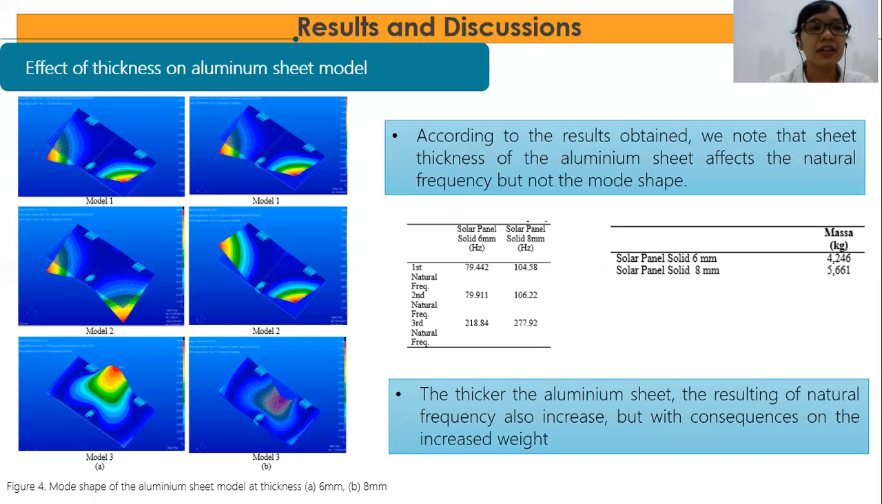Result and discussion. We can see the effect of thickness on the aluminum sheet model. According to the result obtained, we note that the sheet thickness of the aluminum sheet affects the natural frequency, but not the mode shapes. We can see the mode shape is the same, but the natural frequency is higher in the solar panel solid with 8 mm thickness. The thicker the aluminum sheet, the natural frequency also increases, but with the consequence of increased weight. We can see that the solar panel solid with 8 mm thickness has a bigger weight, bigger mass.